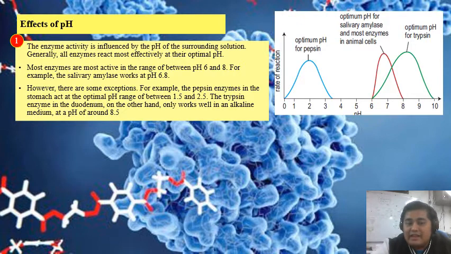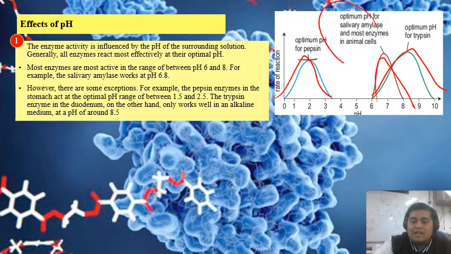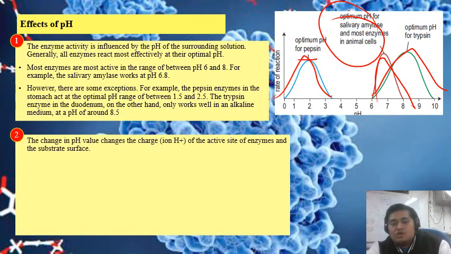While trypsin enzyme in the duodenum, on the other hand, only works at the alkaline medium, pH around 8.5. So kat sini pun korang boleh nampak, bila pepsin dia akan ada dekat depan, bila trypsin dia akan ada lebih ke belakang, manakala yang neutral adalah kita punya salivary amylase. So apa akan jadi?